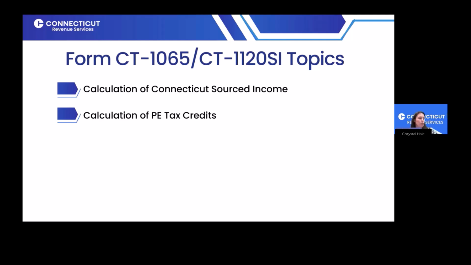Now we're going to go into the CT 1065 CT 1120 SI Connecticut Composite Income Tax Return. The two topics that I want to cover within this return is a detailed calculation of the Connecticut source income and also the calculation of PE tax credits.